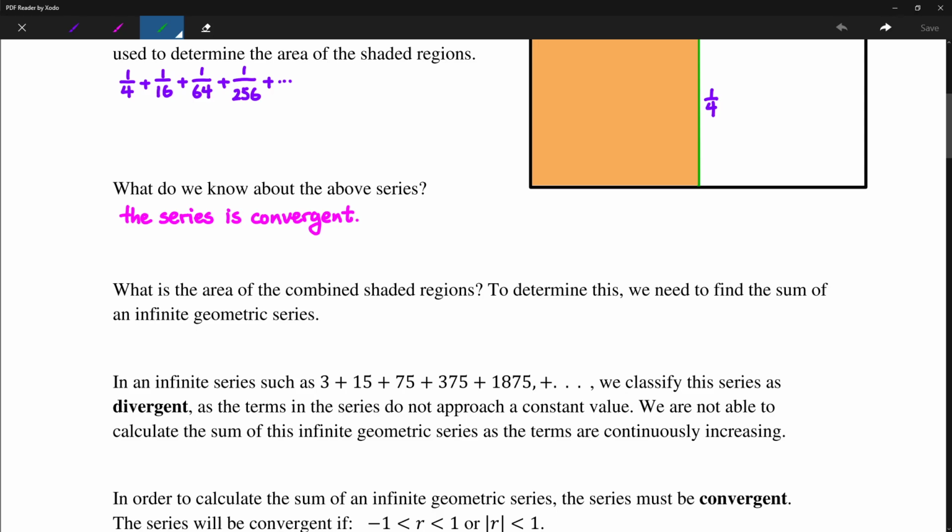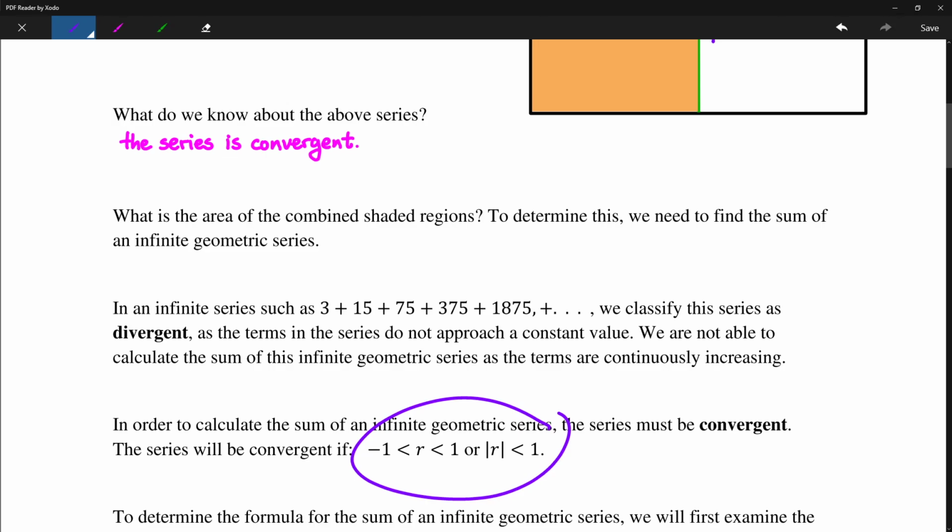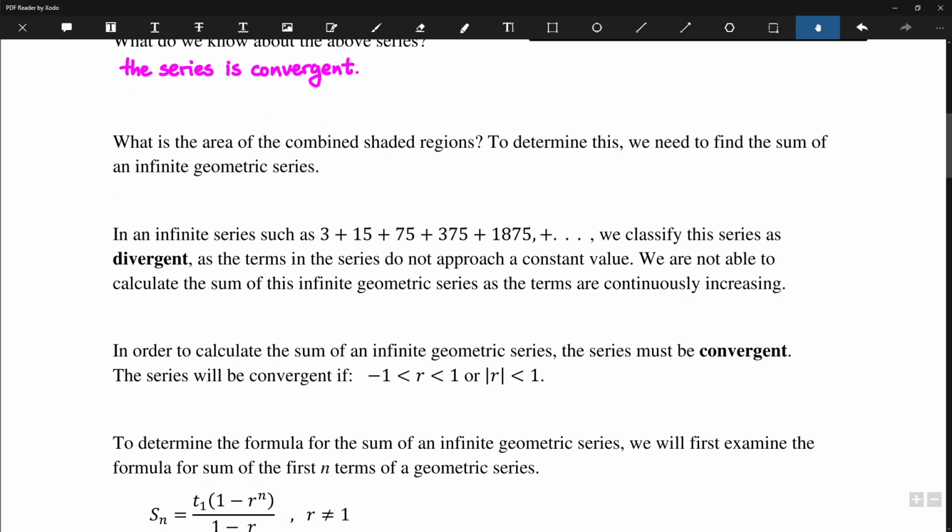So there are a certain type of infinite geometric series that would have a sum, and that is they have to be convergent. And in order for an infinite geometric series to be convergent, its common ratio must be between -1 and 1, or the absolute value of the common ratio must be less than 1. Okay? So that leads us to the formula for infinite geometric series.